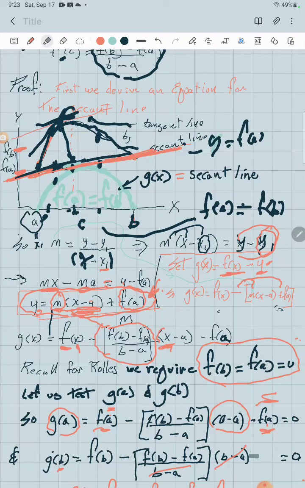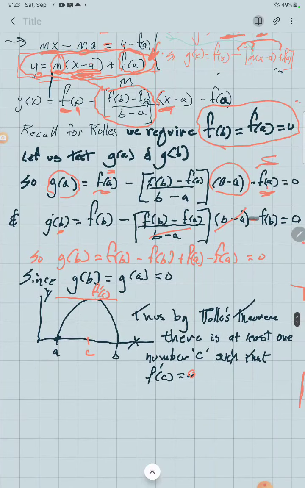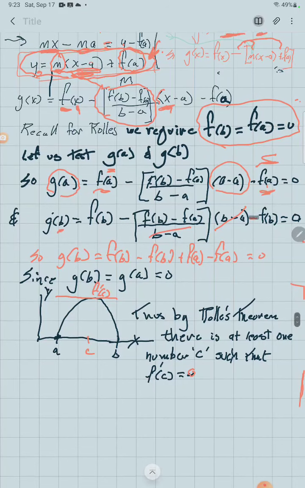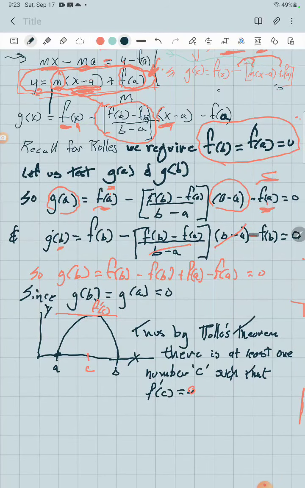Hey, I don't want it that thick, do I? I'll put it right here. That'll be minus. It was f of x, but now it's f of b. Now let's see what happens here. Let me scroll up here, and so what happens is that, sure enough, g of b is equal to g of a, and that's equal to 0.